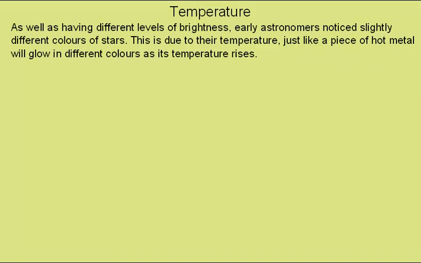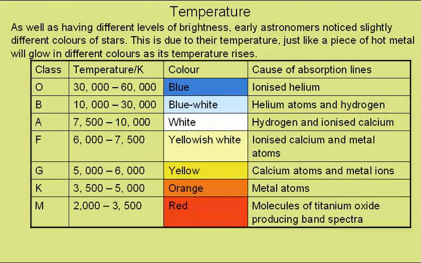Temperature. As well as having different levels of brightness, early astronomers noticed slightly different colours of stars. This is due to their temperature, just like a piece of hot metal will glow in different colours as its temperature rises, starting off dull red, then becoming bright red, and then orange, and so on. The astronomers gave these stars classifications with the letters O, B, A, F, G, K, and M, and as you'll see, temperature falls as we go through those classifications. There have since been other classes of stars, but these are still the main ones.